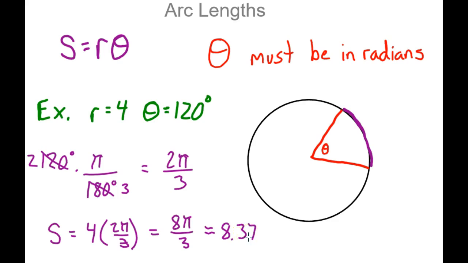Your label on the arc length is going to be the same as the label on the radius of the circle. So if your units were inches, your label would be inches.